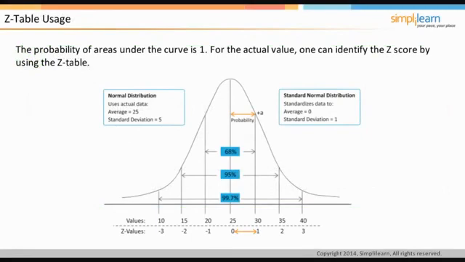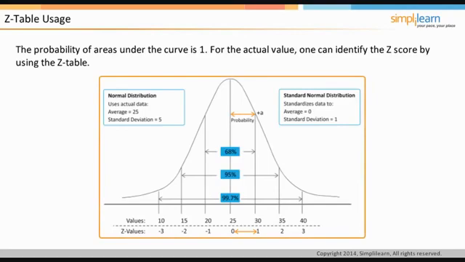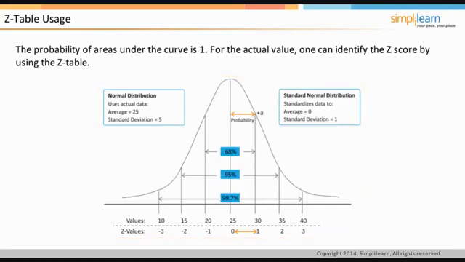Let us understand the usage of z-table in this screen. The graphical representation of z-table usage is given here. The probability of areas under the curve is 1. For the actual value, one can identify the z-score by using the z-table. As shown, this probability is the area under the curve to the left of point plus A to 0.